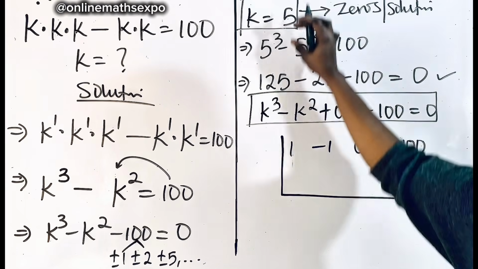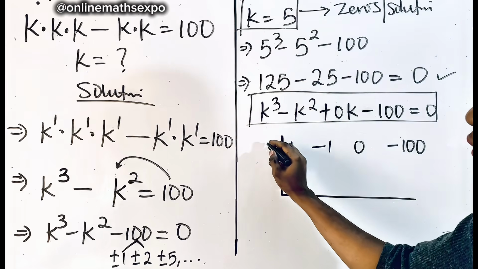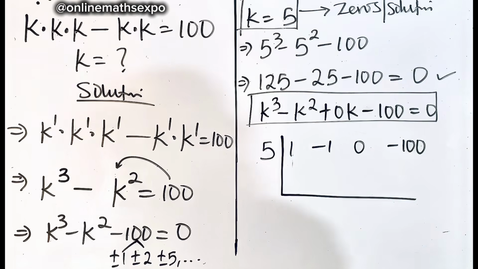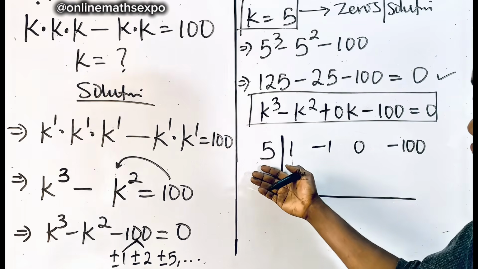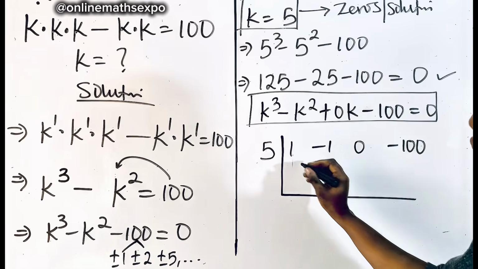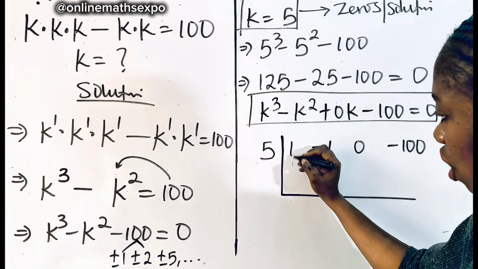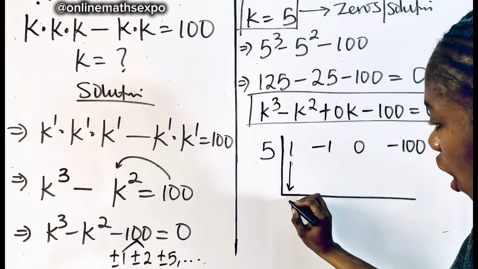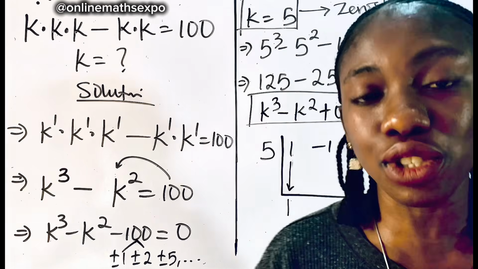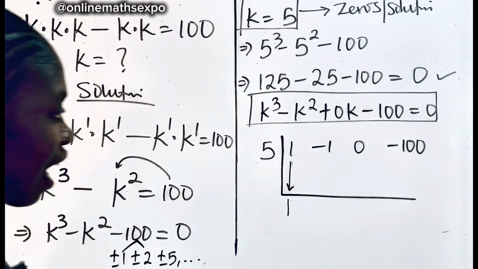Now, what you write here is what you are using for your division, which is one of the solutions you have gotten. So we're going to use this to now work this out. What to do is to bring down this first coefficient. So bring it down. You have 1.